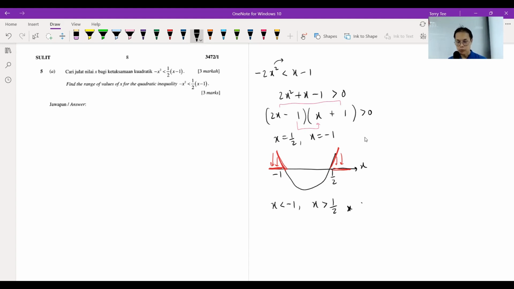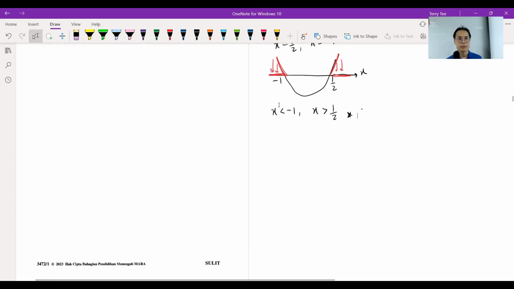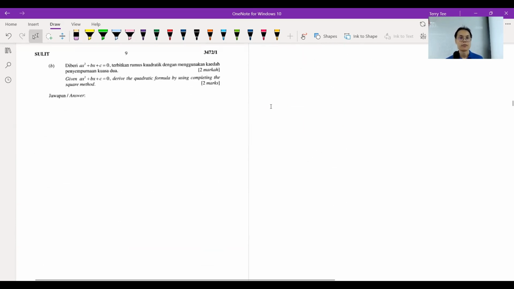Okay. Well, this is just the first part. Yeah. Second part, this is a bit harder. Diberi ax square plus bx plus c equals 0, terbitkan rumus kuadratik dengan menggunakan kaedah penyempurnaan kuasa 2. Okay, so we know we can derive this formula, right?